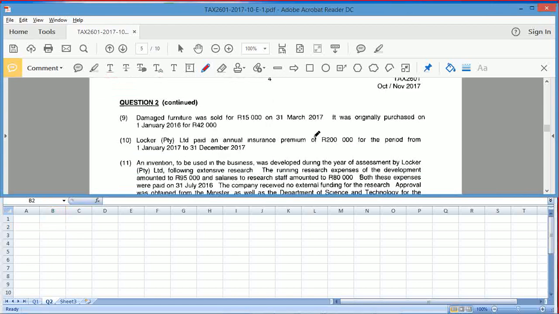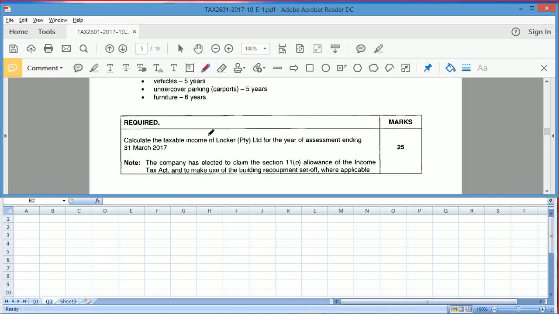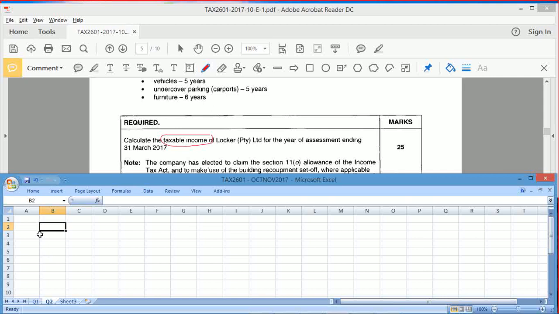Let's go to the bottom. What is required? Here they only want taxable income. Do you agree? Yes, sir. So that means we stop at taxable income. No liability calculation necessary. Okay, they say the company has elected to claim the Section 11O allowance using the building recoupment setoff where applicable. Okay, that's fine. All right, so all we need to do is taxable income. That's easy. Start with income.